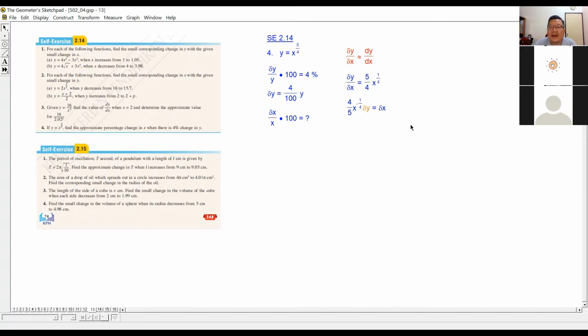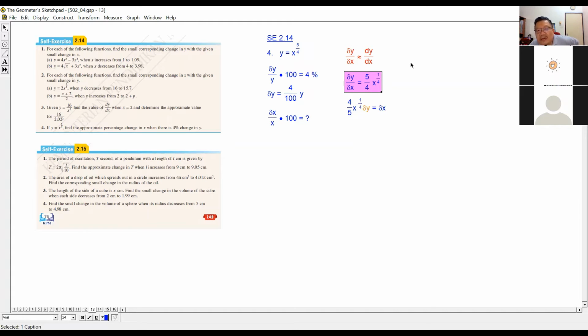What am I doing? What I do here is like this. From here, the delta x I bring to the other side. This function here I bring to the left hand side. This equal sign is the center. This one is called the left hand side. This one is called the right hand side.